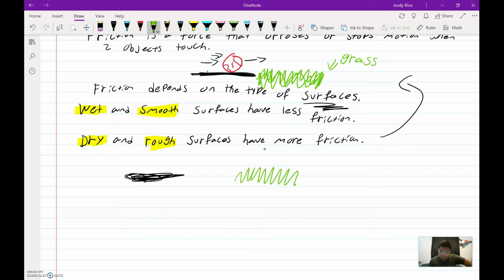Which one do you think it is? The cement has less friction because the ball keeps on going, and the grass has more friction, so it stops or it slows down in the grass. Okay?